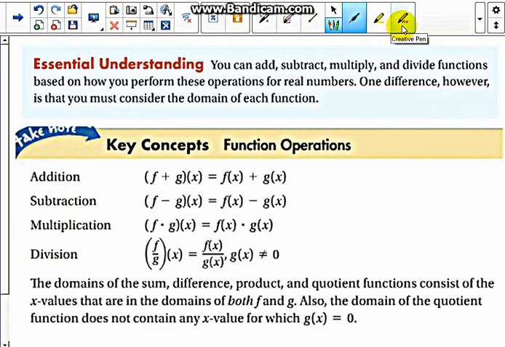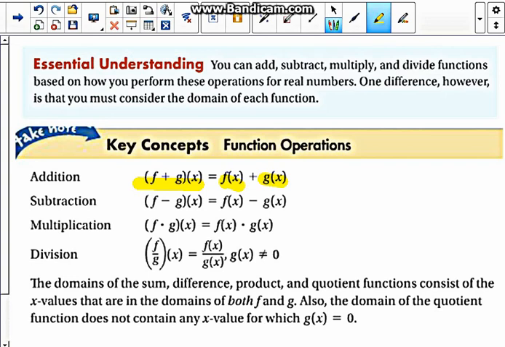What we're going to notice here is that we have always talked about multiplying, adding, subtracting, and dividing polynomials. Well, this is a lot like that in Algebra 1, except we're going to add some notation to it. The notation now is function notation. And when we talk about functions, we're going to talk about f plus g of x, and that's equal to the function f of x plus the function g of x.